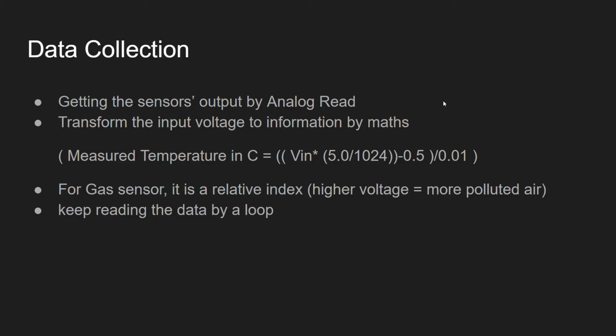However, it is not the case for the gas sensor. Since the gas sensor measures the concentration of different air particles but only gives one output voltage, it is hard to tell the exact concentration of each air particle, but it still gives us the relative index of the air quality. The higher the voltage, the more polluted the air. The system would keep reading the sensor and updating the data by loop.